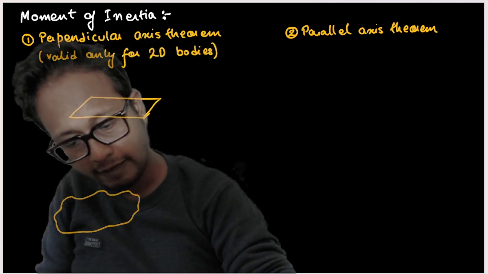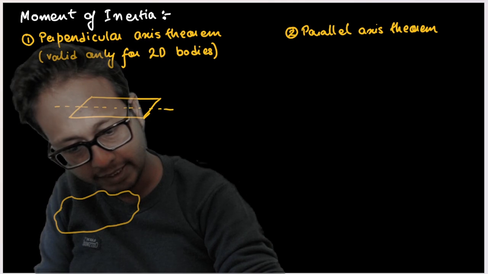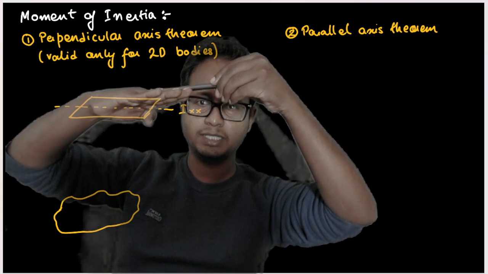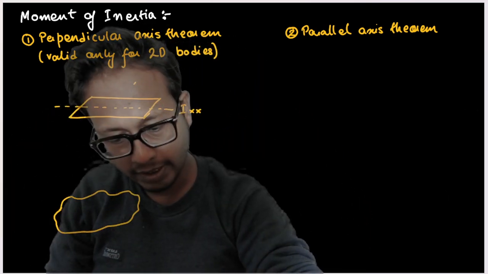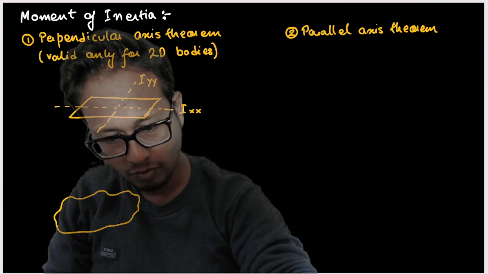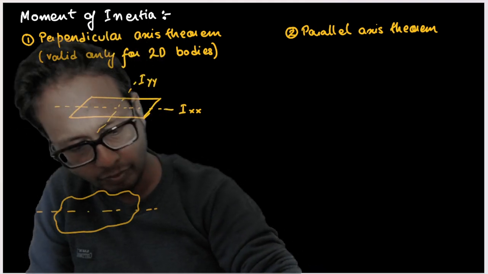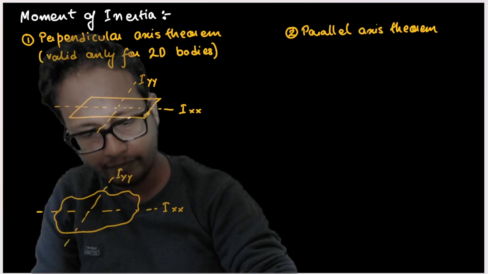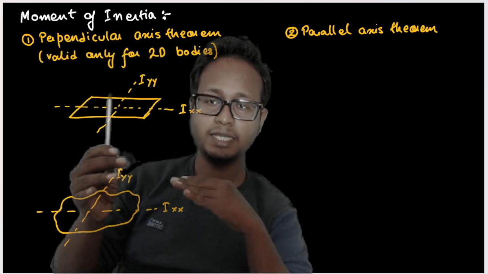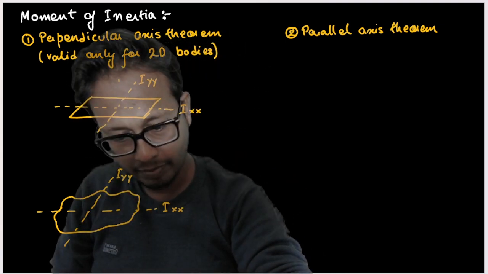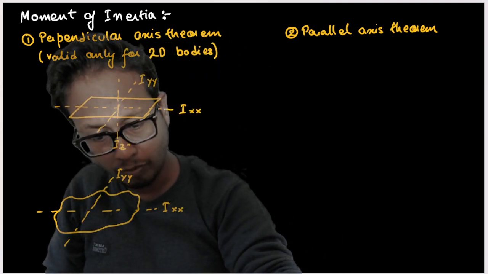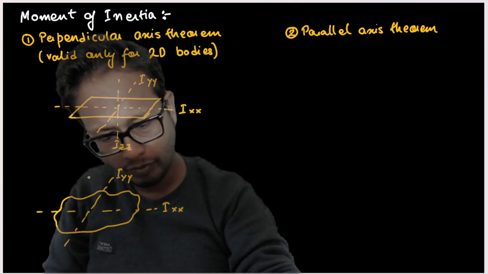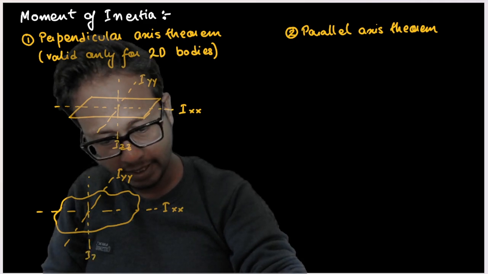If the moment of inertia about any axis passing through here is Ixx, this is the plane. Moment of inertia about this axis is Ixx. Moment of inertia about this axis is Iyy. Let's take another axis Z. Z is perpendicular to the plane. The moment of inertia of this 2D object about the Z axis is Izz.